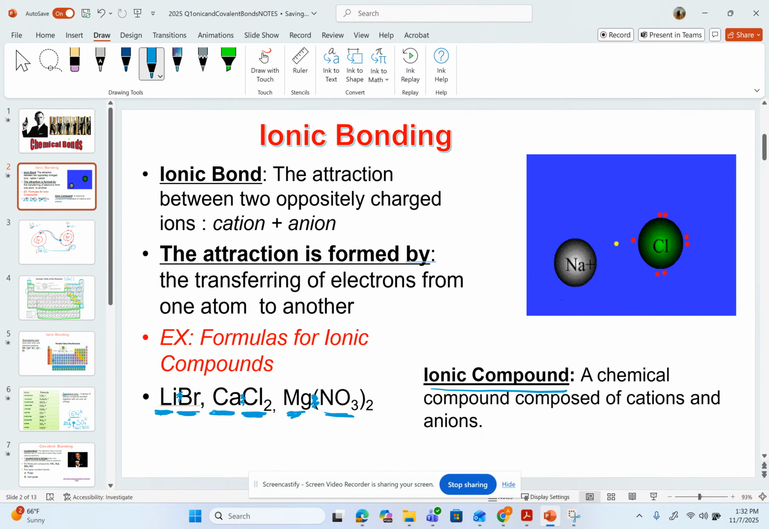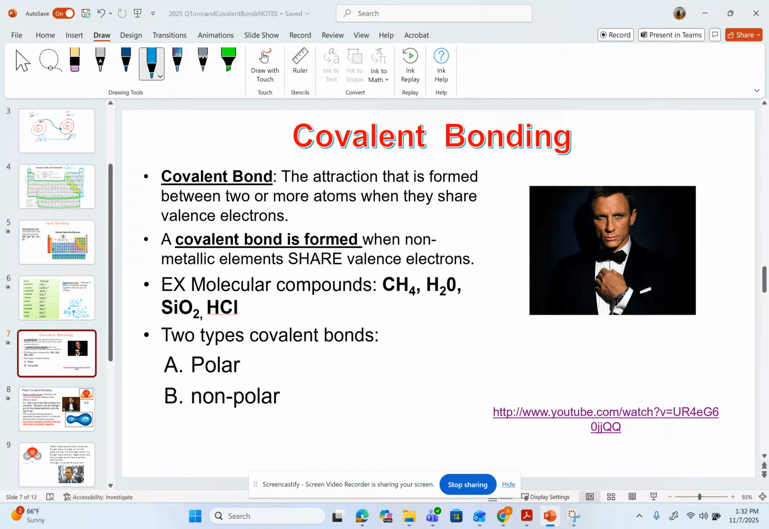So our next type of bond is a covalent bond. Covalent bonds are attractions between atoms that share 2 or more valence electrons. Or let me start over. The attraction that is formed between 2 or more atoms when they share valence electrons.